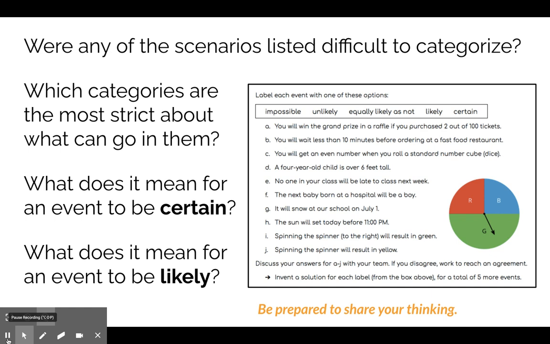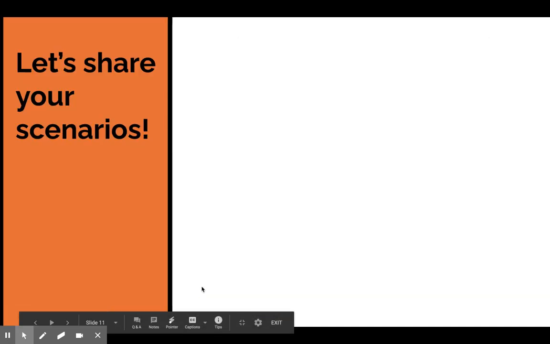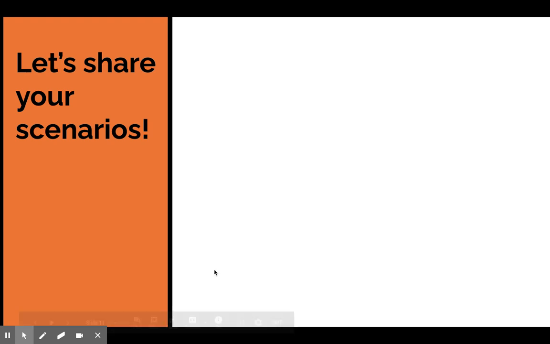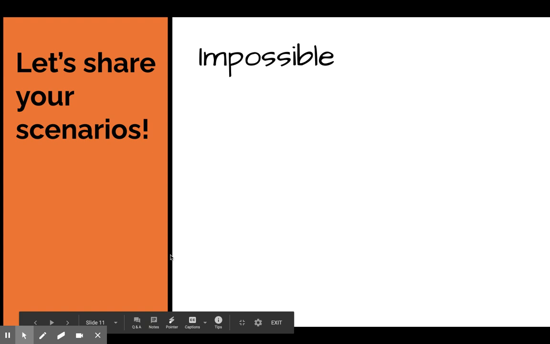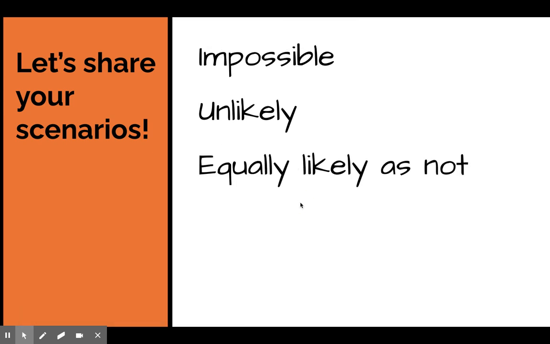Okay, let's move on to the next part of our lesson. So now we want to be able to share our own scenarios. So let's think of a scenario that would be considered impossible, unlikely, equally likely as not, likely, and certain. Now, for the sake of time, I want you guys to only choose one of them randomly, come up with a scenario and write it down in your spiral notebooks.